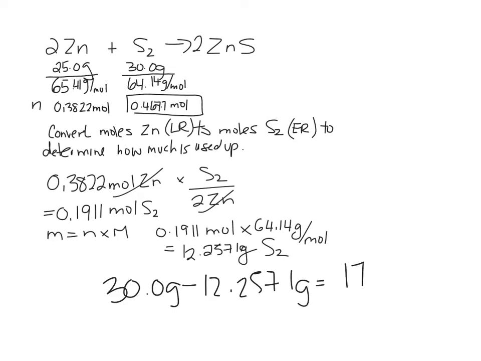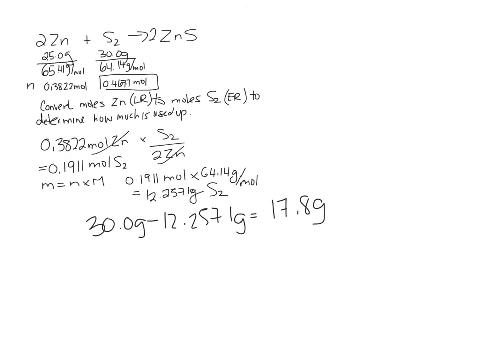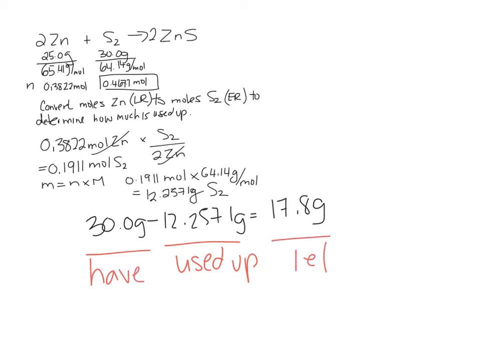Yield just means how much you get. 12.2 is how much sulfur you need to get that ZnS product. The product. What's the yield? The yield that you got was 30.0 grams.